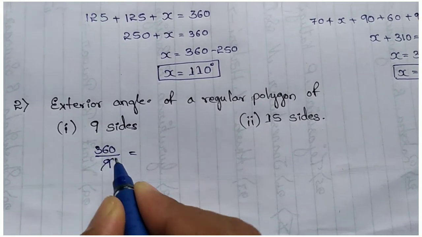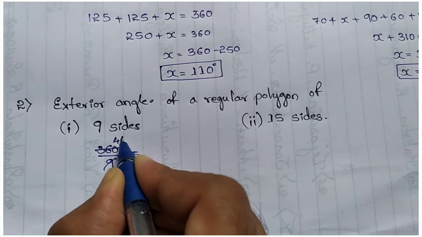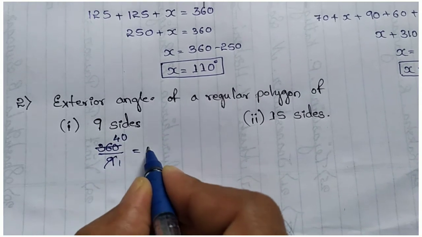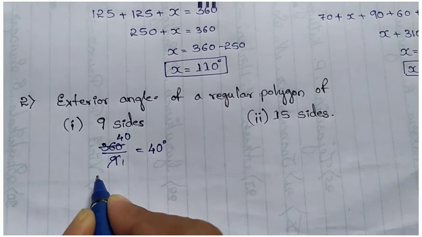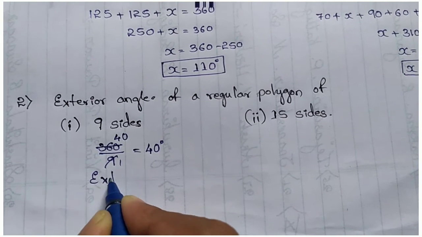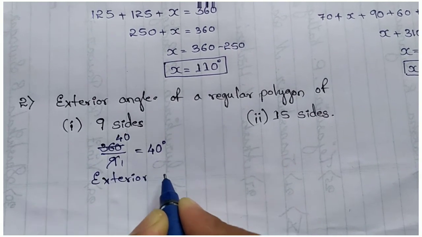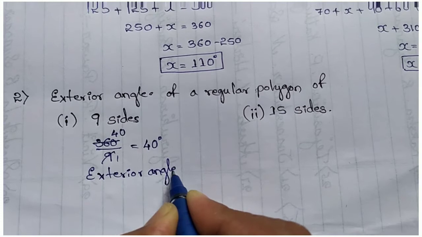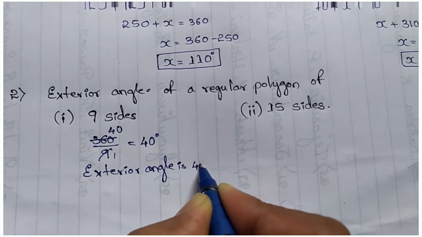360 by 9 we will get, here 9 ones are 9, 9 fours are 36 and 0 is there, so it will be 40 degrees. So our exterior angle is 40 degrees.